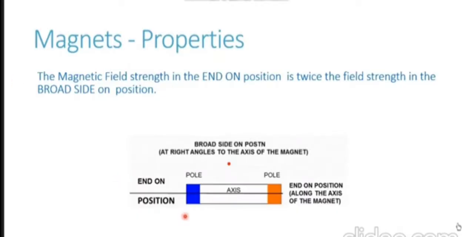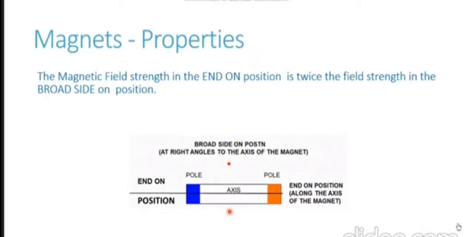Now we can see a bar magnet here in the diagram. If we draw a line joining both the poles of the magnet and extend that line, this is known as the axis of this bar magnet. And any position in the direction of the axis of the magnet is known as an end-on position. You can see it here also. End-on position means along the axis of the magnet. And if you go in a direction perpendicular to the axis of the magnet, this is known as the broadside-on position, exactly like a ship.